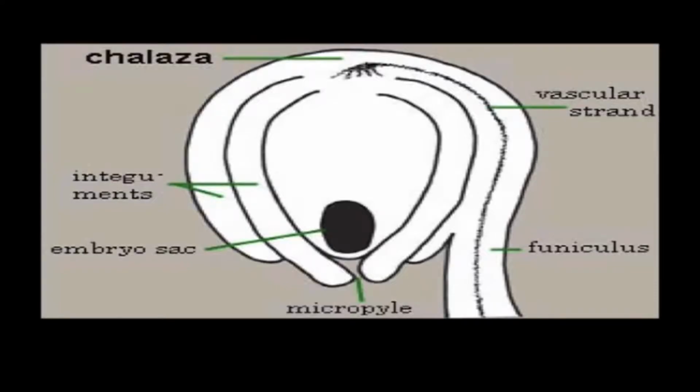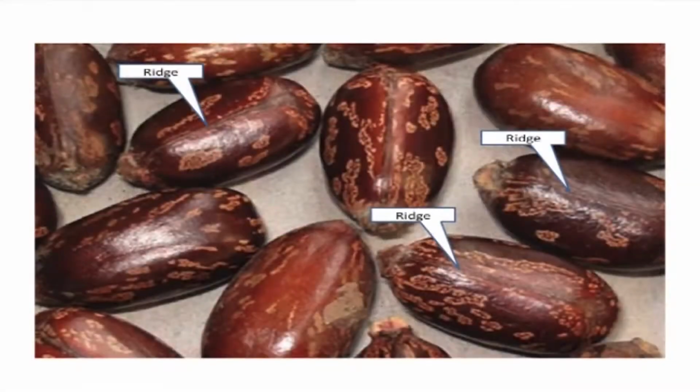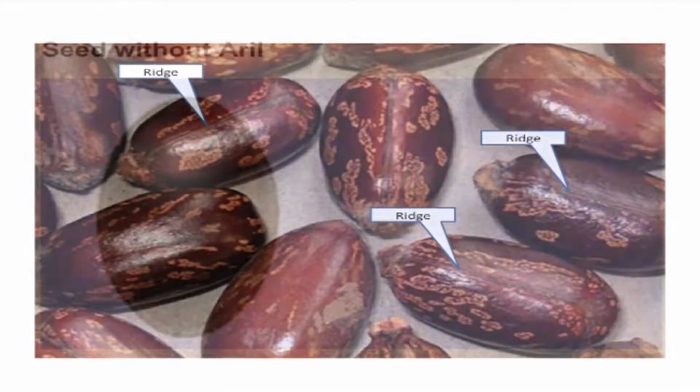Chalaza is the non-micropylar end of the seed. It is also the base of the ovule, bearing an embryo sac surrounded by integuments. Another structure is the ridge. The ridge is found on the seed coat formed by adnate funiculus in species, for example, castor, cotton.